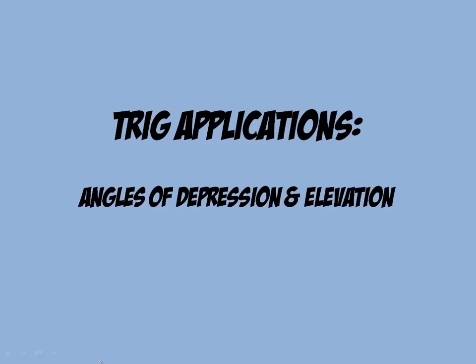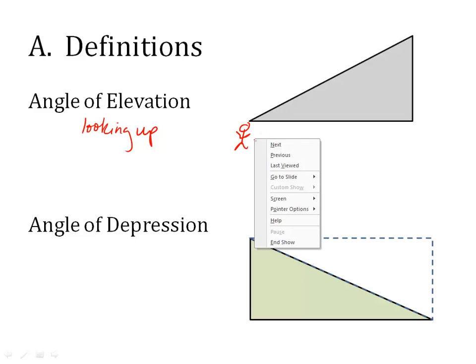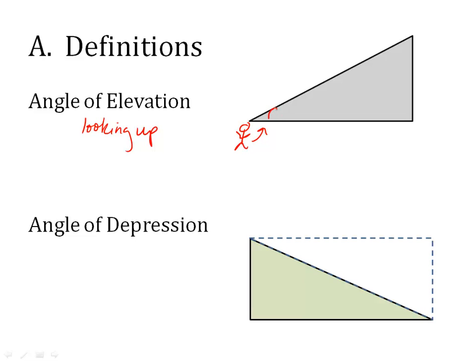All right, this lesson is about trig applications, and specifically using angles of depression and elevation to help us find lengths of triangles. All right, so first of all, let's just define what an angle of elevation is. Angle of elevation means that you're looking up, and usually it's somebody looking up from the ground up. Like it's this angle right here. This is your angle theta, moving upwards. Okay, angle of elevation, just like it sounds.